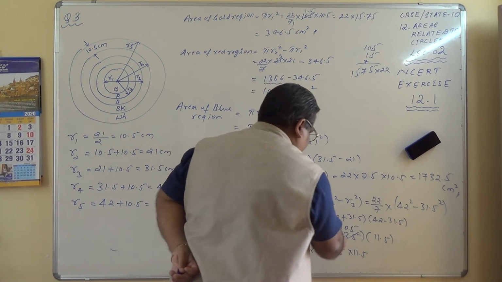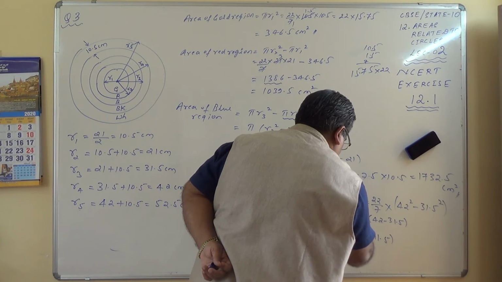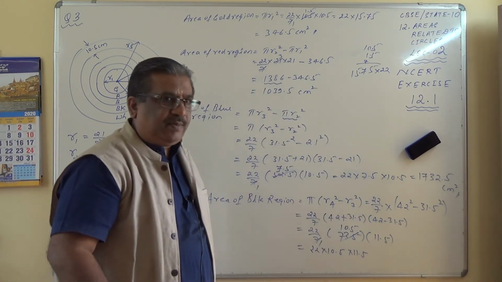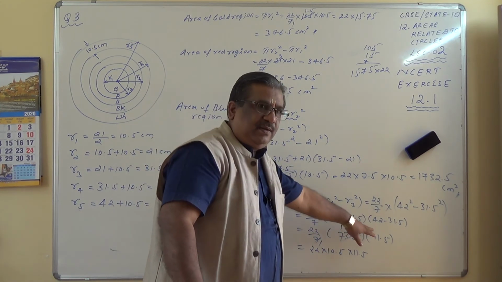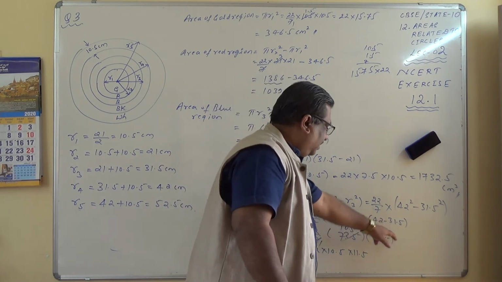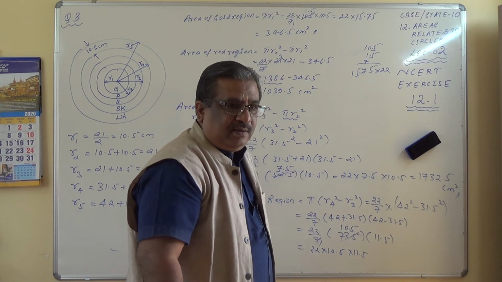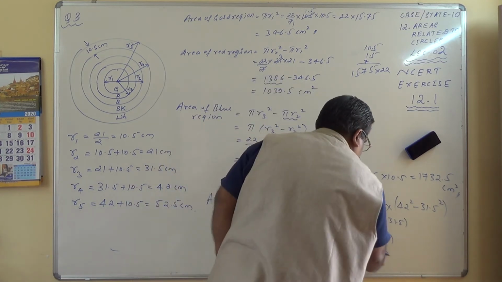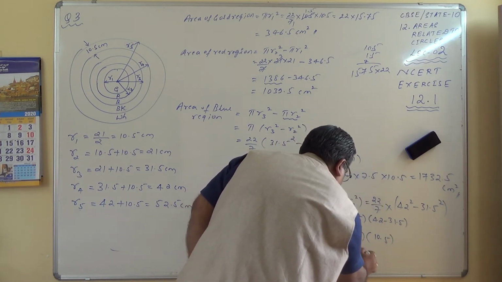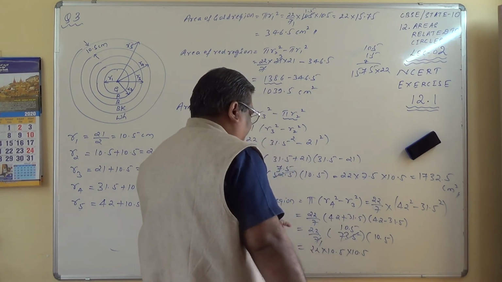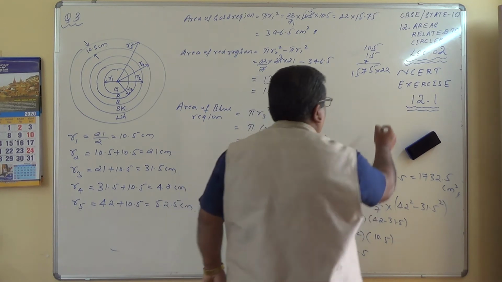7 10s are 70. Correct, no? 10.5 into 11.5. Any problem? Tell me. 42 minus 31.5 is 10.5. Okay, here you take it as 10.5. Correct. 10.5. So this is into 10.5. Okay, 10.5 into 10.5, 105 into 22. Work out this one. How much you are getting?